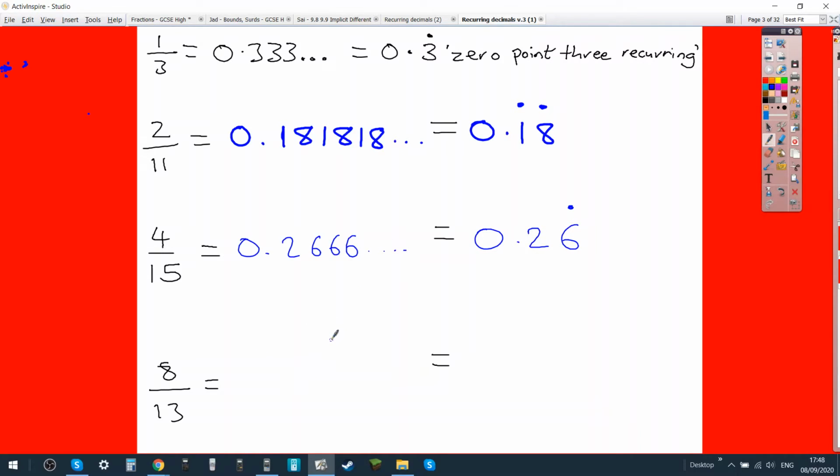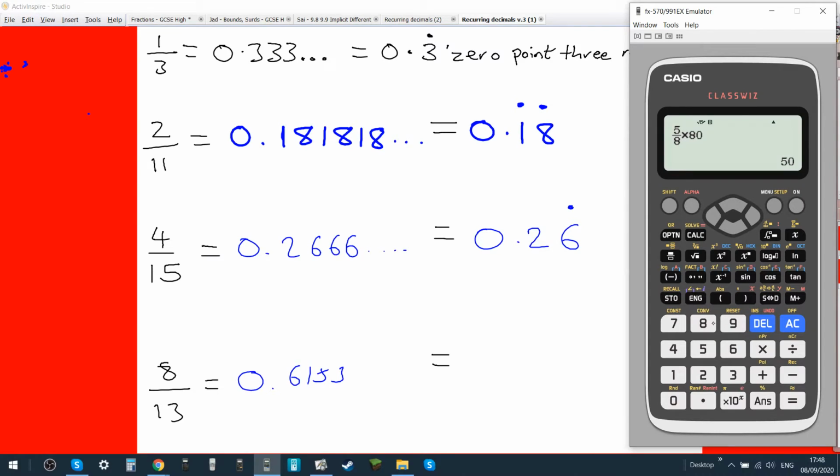Okay. And 8 over 13. That is 0.6153846154. Hang on. 8 over 13. 6153. Okay, and where would the recurring go for this one?